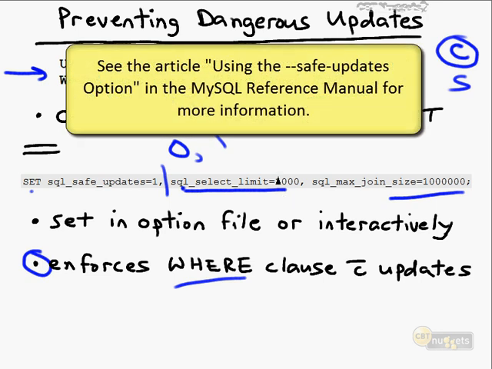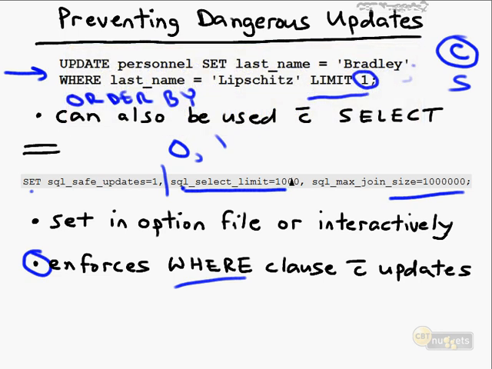So if you were to inadvertently run a SELECT * against a table that had 1,000,000 rows, as long as Safe Updates were turned on, you would only see 1,000 rows no matter how many times you ran that SELECT splat.